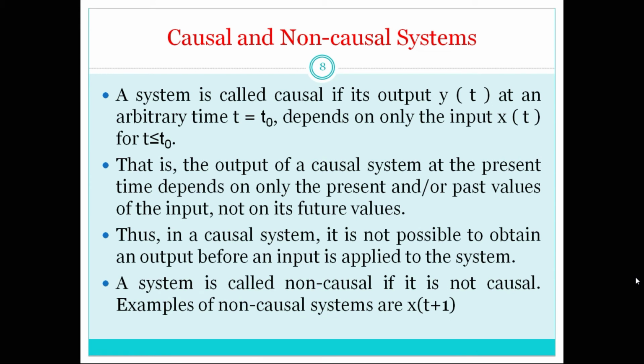So a system is called non-causal if it is not causal. That means it depends upon the future values also. So here x of t plus 1 is the future value, so it is called a non-causal system.